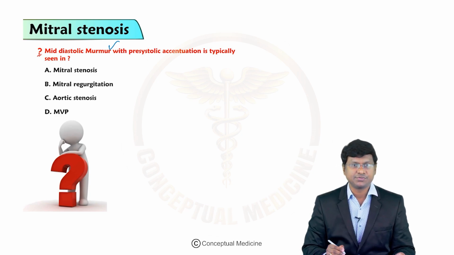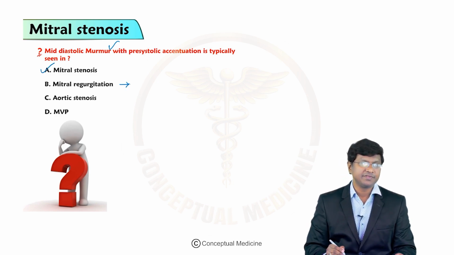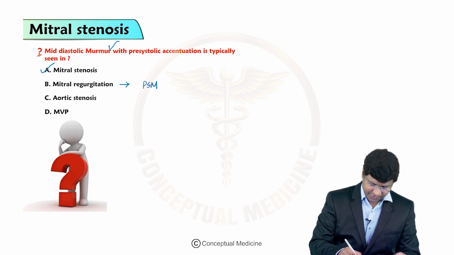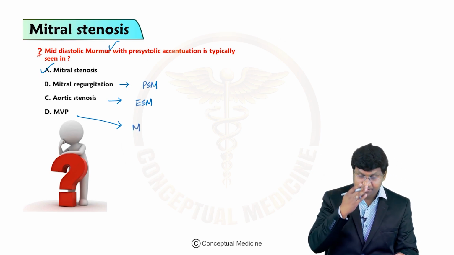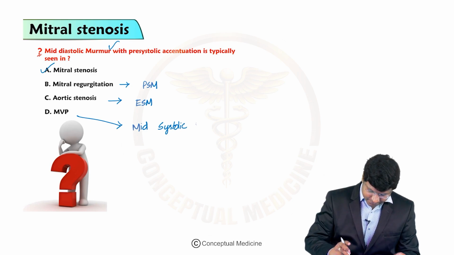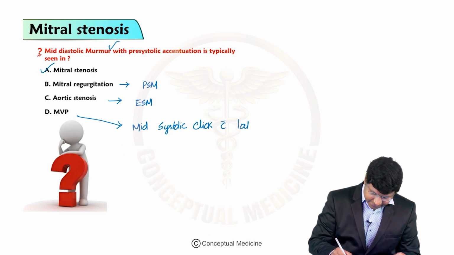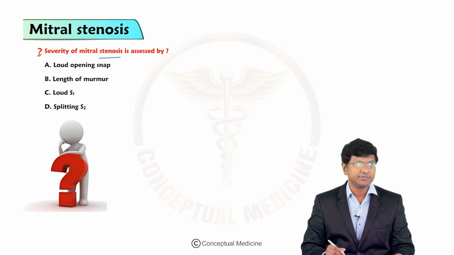Mid-diastolic murmur with pre-systolic accentuation is typically seen in mitral stenosis, mitral regurgitation, aortic stenosis, or mitral valve prolapse. So it is seen in patients with mitral stenosis. Whereas in mitral regurgitation, you have a pansystolic murmur radiating to the axilla. In aortic stenosis, you have the ejection systolic murmur. And in mitral valve prolapse, you have the presence of a mid-systolic click with a late systolic murmur. That is what you will observe in mitral valve prolapse.